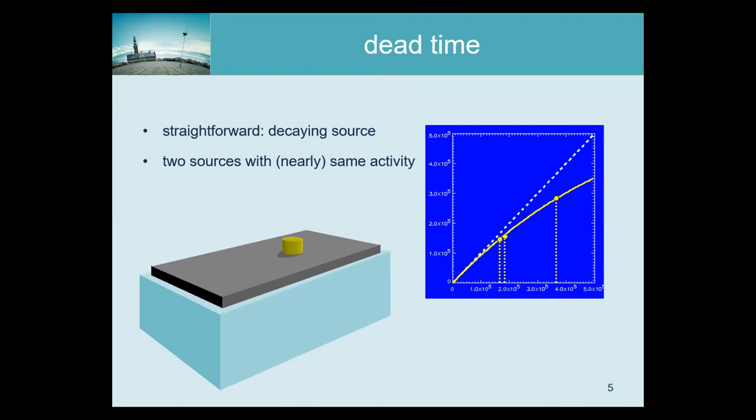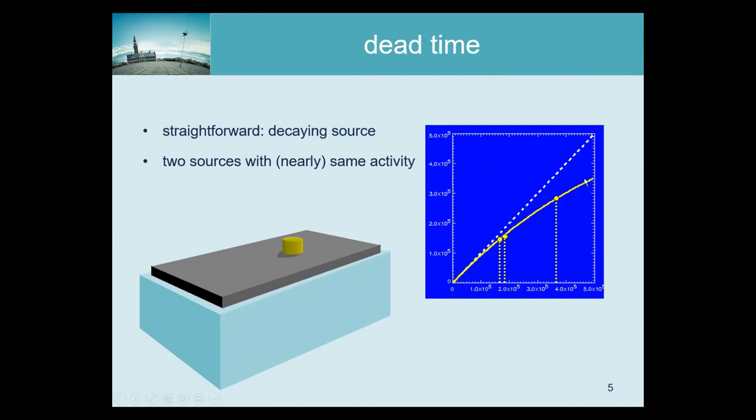And you scan over several half-lives. And you design the amount of radioactivity such that after a few half-lives, you have reason to believe that dead time will be very small. So then you acquire basically the yellow curve here.